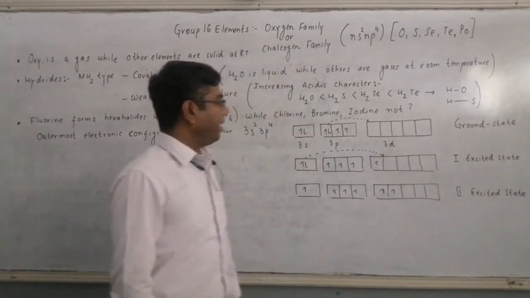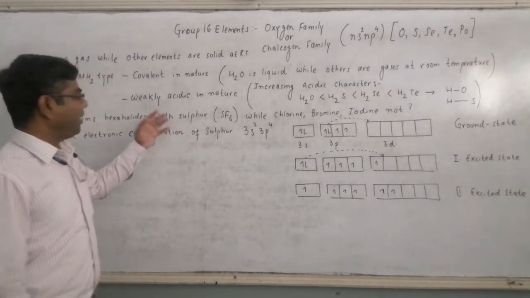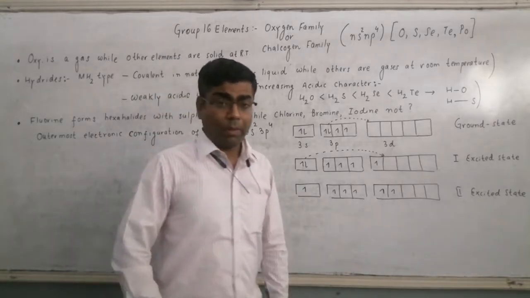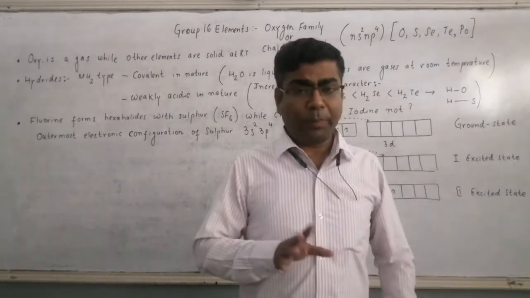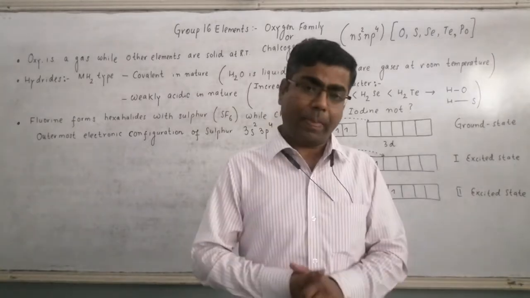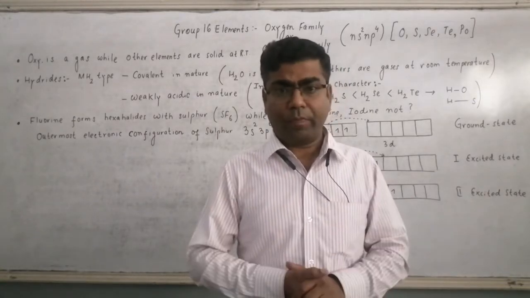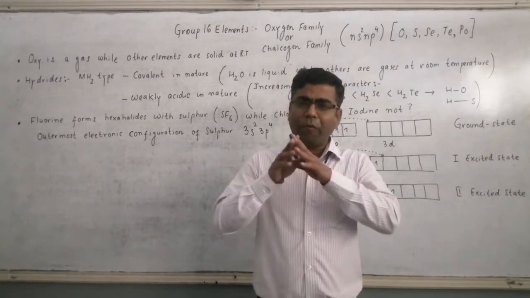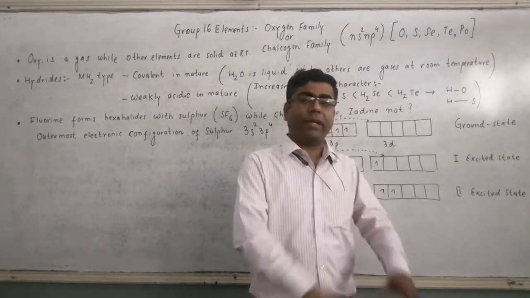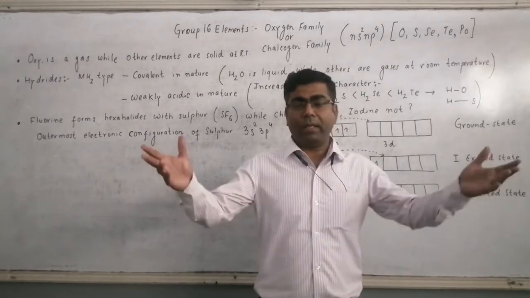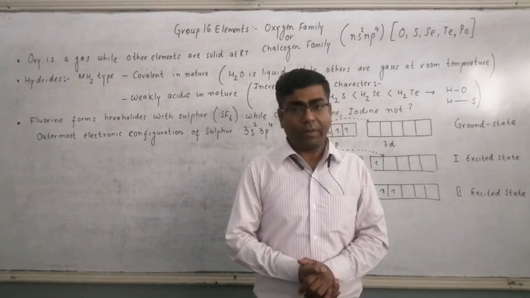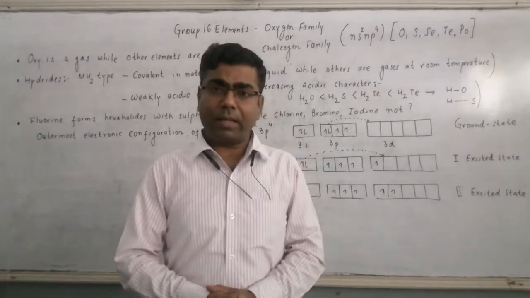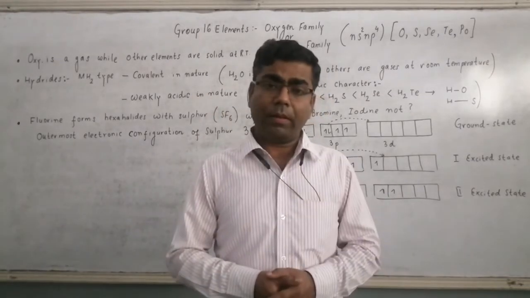Then comes the next point about their acidic character. These are weakly acidic in nature. Remember, water is neutral. The pH of water is 7 at room temperature. Or in other words, we can say that in pure water, the number of H plus ions is always equal to the number of OH minus ions. That's why the pH of water is 7. We can say water is a neutral compound. But for the others, we can say these are weakly acidic in nature.